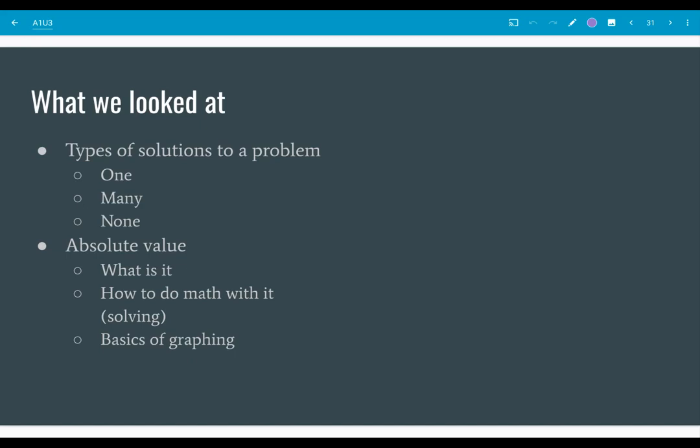So in this video, we looked at the types of solutions, one, many, or no solution, and then we also looked at absolute value. Talked about what absolute value is, how we solve problems with absolute value, and then the graphing basics of absolute value.